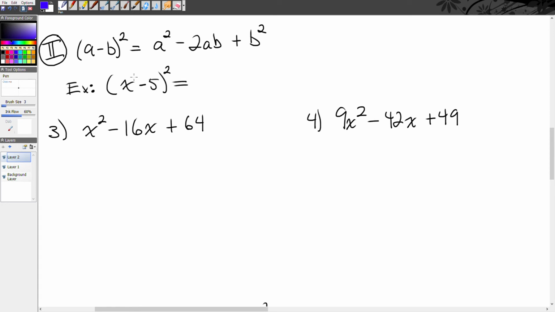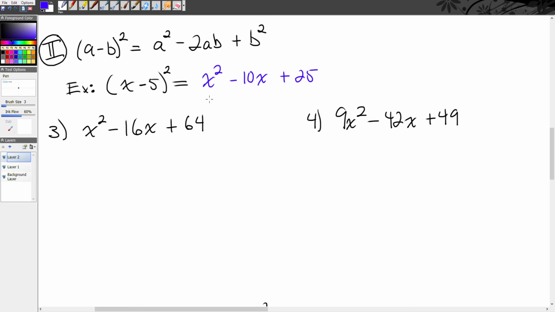So for example here, x minus 5 squared, we have our first term squared, x times x is x squared. In the back, negative 5 times negative 5 is positive 25. And in the middle, 1x times negative 5 is negative 5x times 2 is negative 10x.